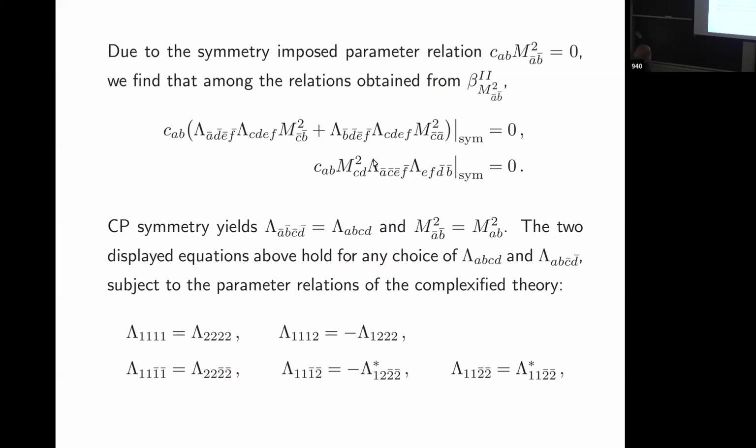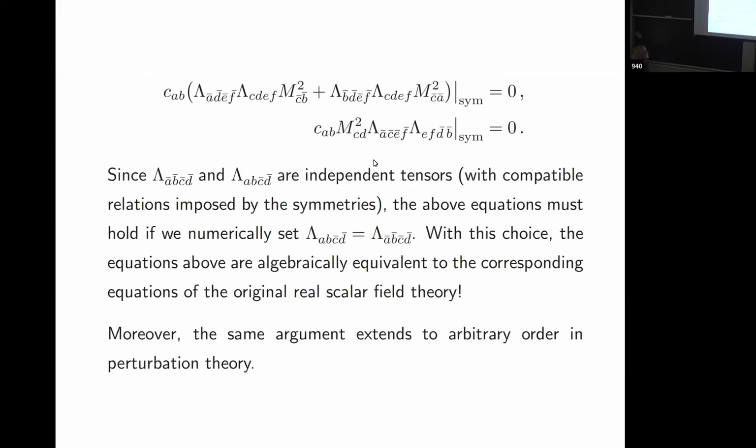And so, since this is true for any choice of these lambdas, it must be true if I make this specific choice. Namely, I set that guy equal to that guy.